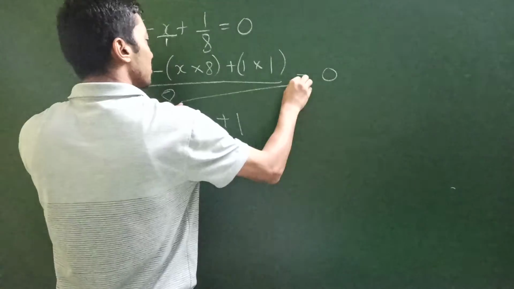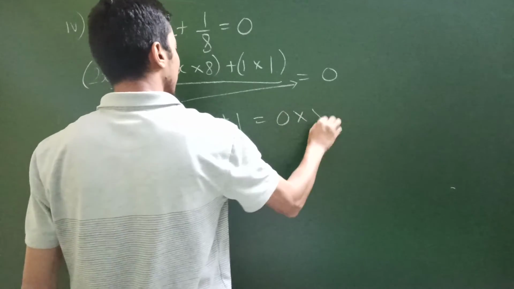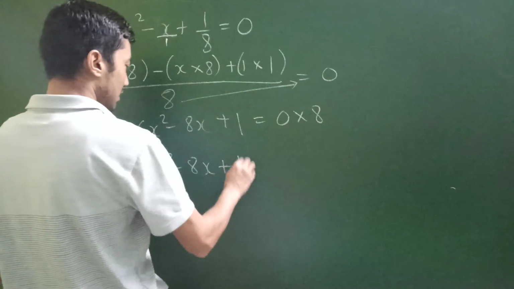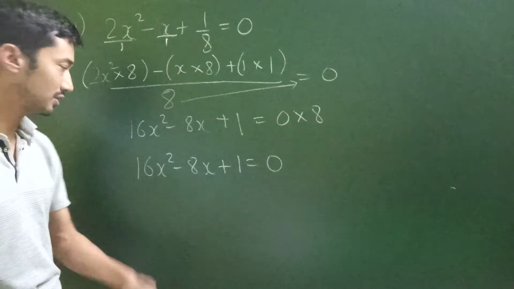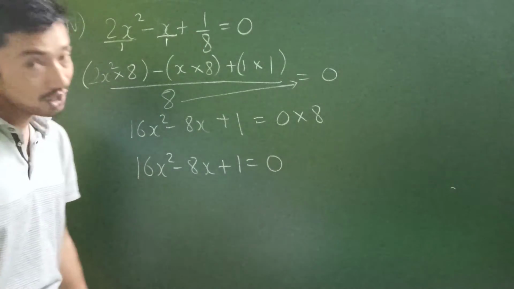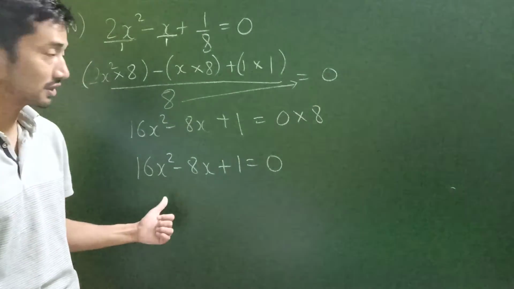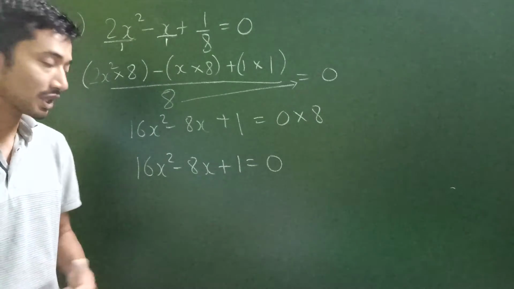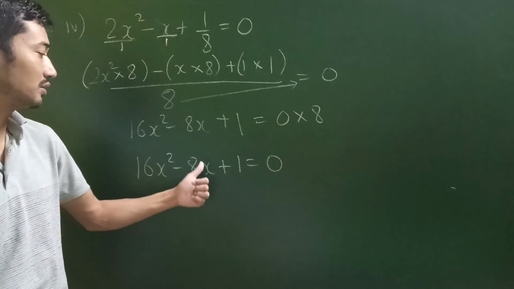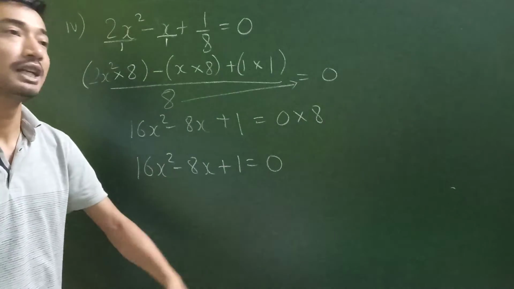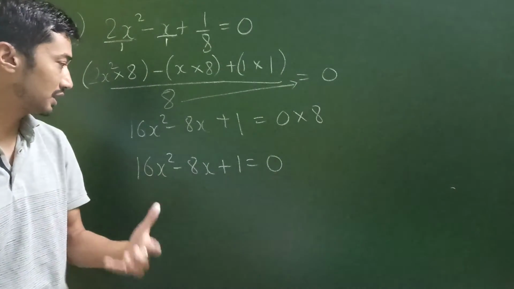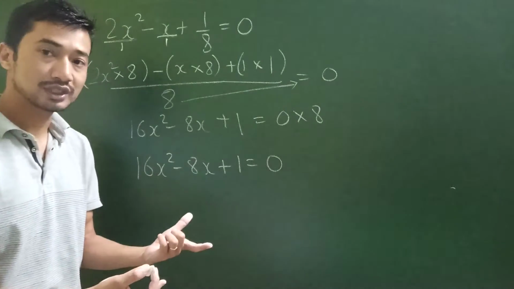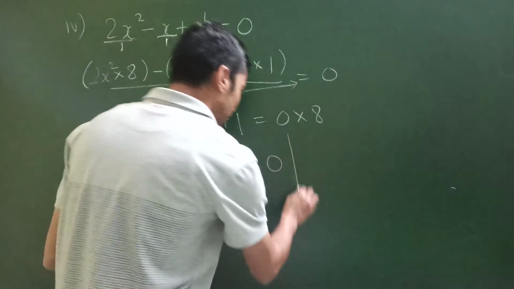This 8 I will cross multiply to the other side. That's going to be 0 into 8. So because of that, I will have a more standard looking equation. That is 0 is 0. So 16x squared minus 8x plus 1 equal to 0. Now this particular question, actually you can do it by completing the square, because it's already a complete square. 4x squared minus 2 into 4 into x plus 1 square equal to 0. But since we're just doing this splitting the middle term, we'll just do with that.